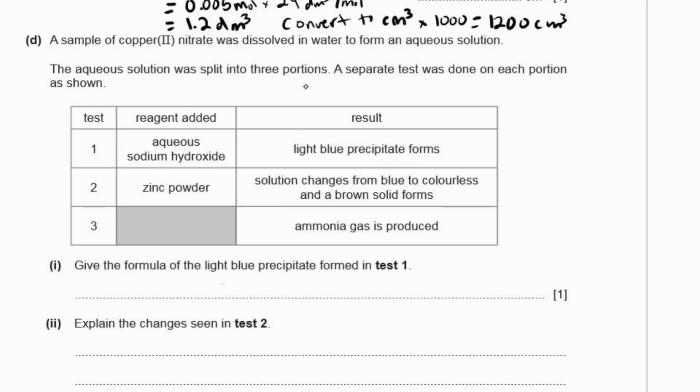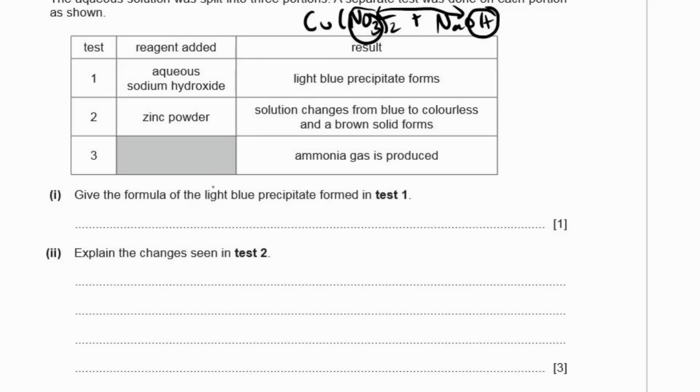So give the formula of the light blue precipitate formed in test 1. All right, so what we have is we have copper 2 nitrate, Cu(NO3)2. We add sodium hydroxide, NaOH. So basically, the OH and the NO3 swap. And that gives us Cu(OH)2, copper hydroxide.